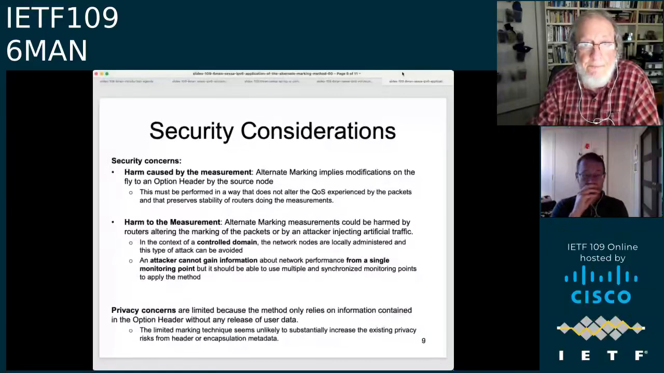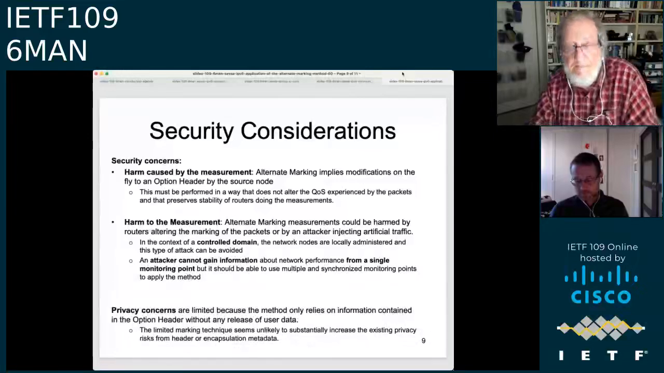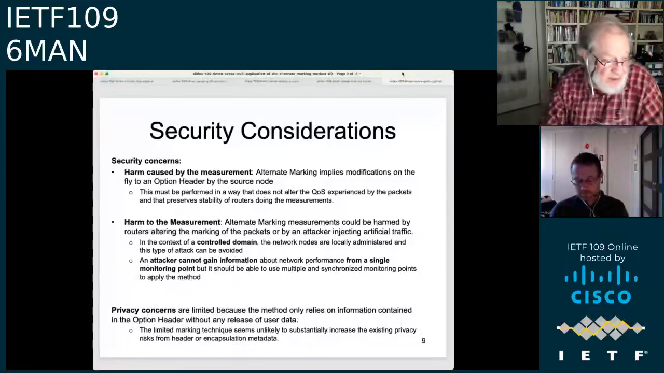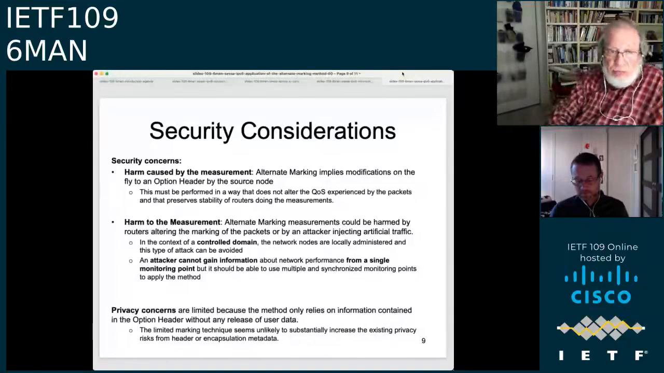Regarding the security considerations, there are of course some security concerns, but they are limited because the alternate marking implies modification on the fly to an option header. In any case, the information is very limited, and this must be performed in a way that does not alter the QoS experience.